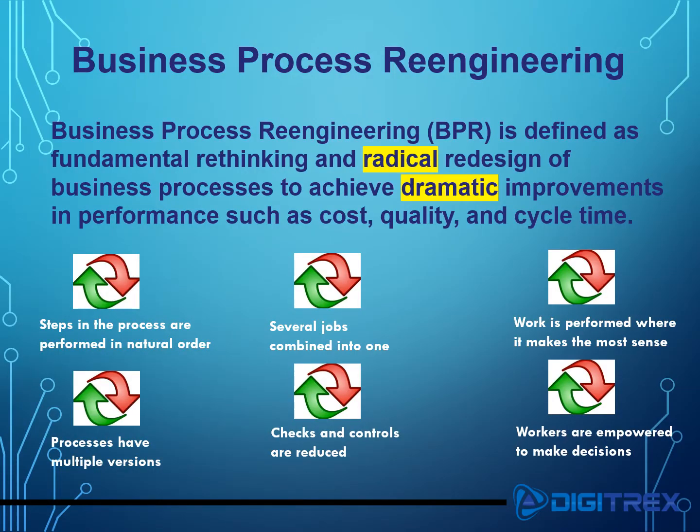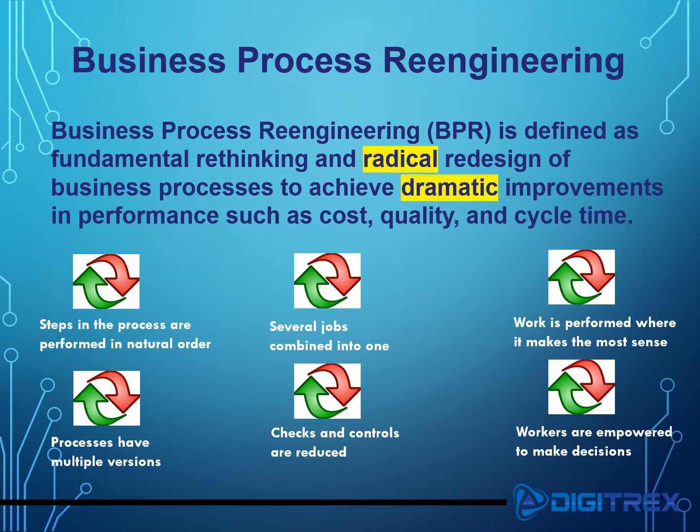What is business process reengineering? Business process reengineering is defined as fundamental rethinking and radical redesign of business processes to achieve dramatic improvement in performance such as cost, quality, and cycle time. There are two parts of business process reengineering.